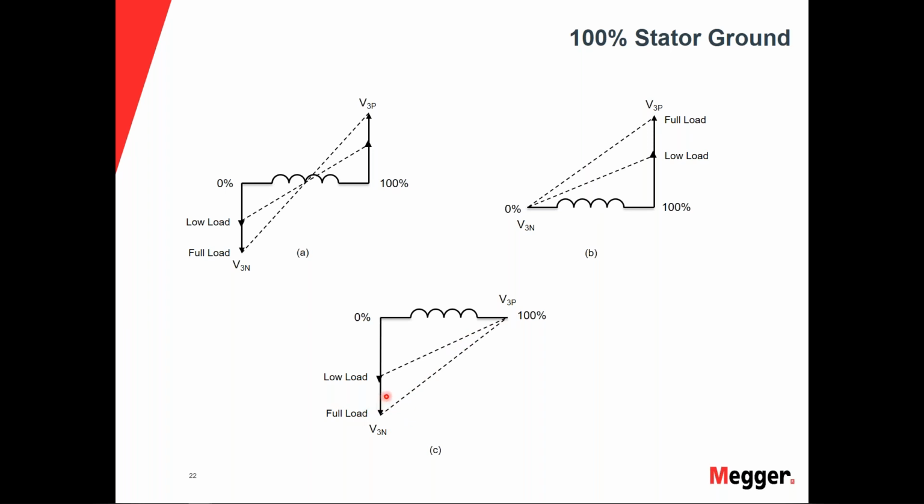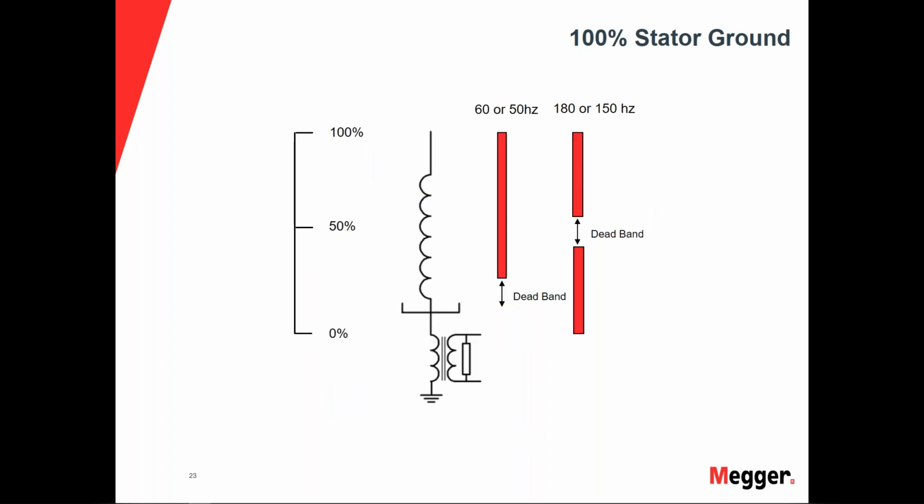So this would help us cover the last 5% of the stator winding, and it allows us to add this protection in addition to the 59N protection. So this is what this looks like.